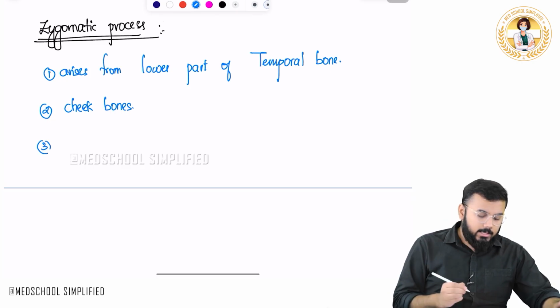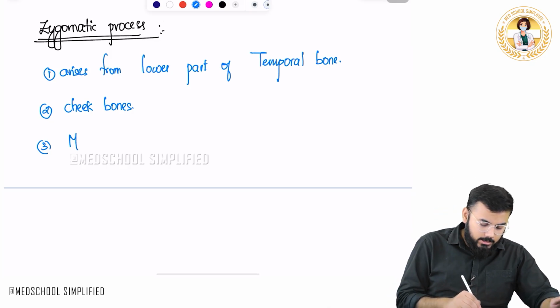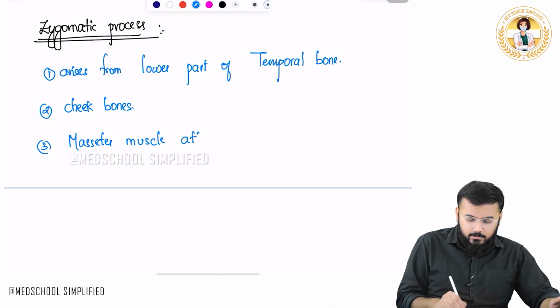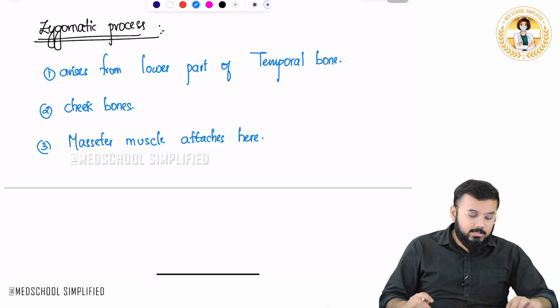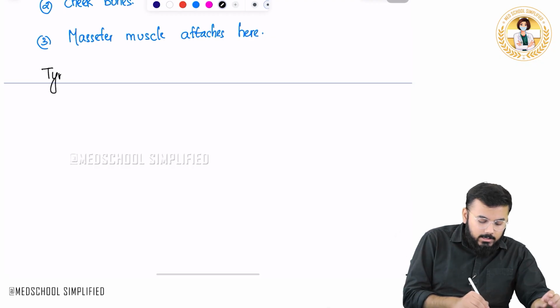And the third important thing is, to this zygomatic process, which muscle is attached? The masseter muscle is attached. So the masseter muscle attaches here. Okay. Now after the zygomatic process, the next important bone we shall be discussing is the tympanic bone.